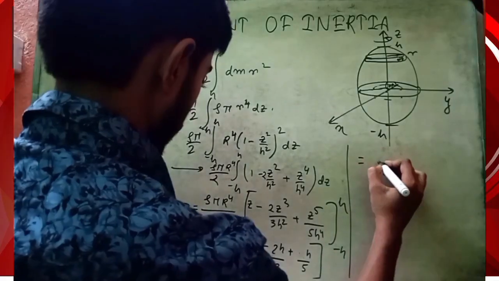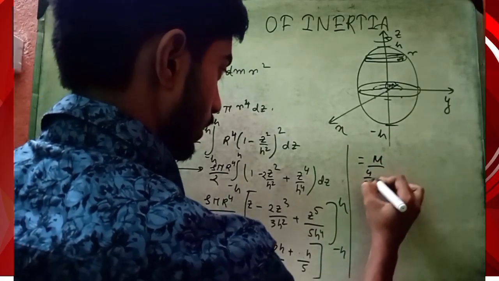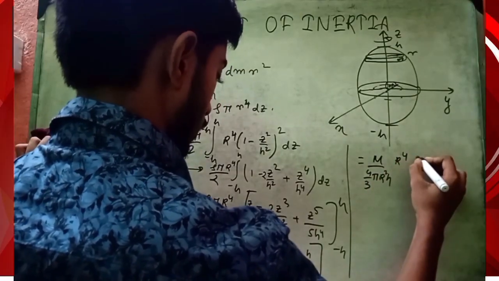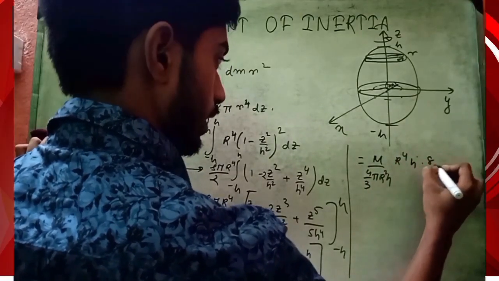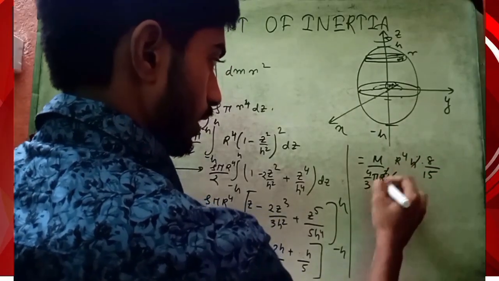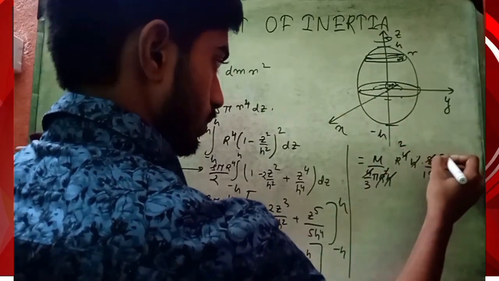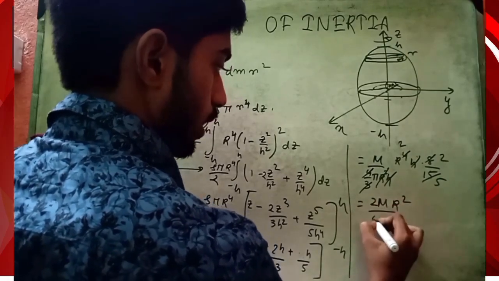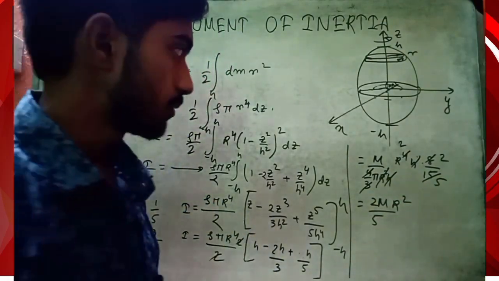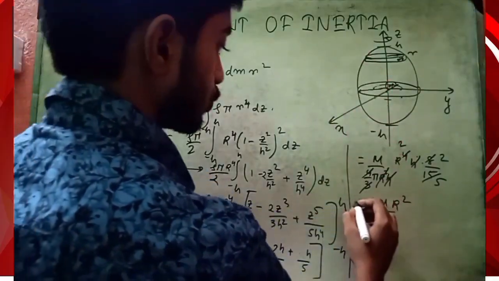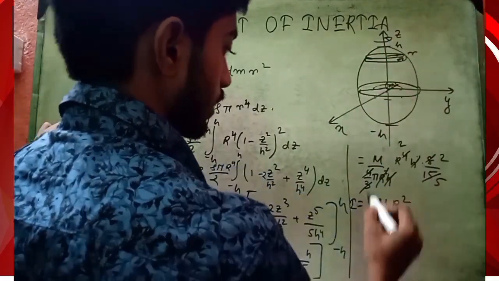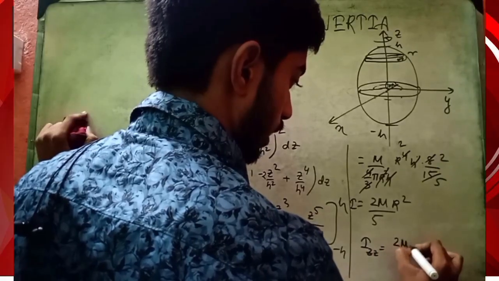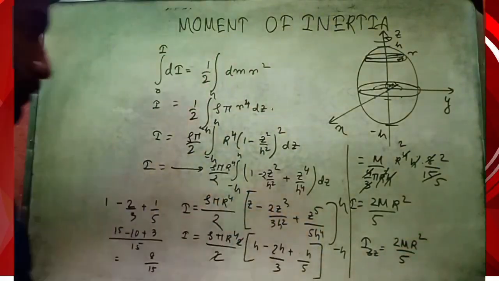So the value is m by 4 by 3 pi r square h, r to the power 4, h into 8 by 15. So h cancels, r square, this is 2, this is 5. So the answer is m r square 2 by 5. M r square 2 by 5. This is the moment of inertia of an ellipsoid of revolution when the principal axis is z. So this is I z z, which equals 2 m r square divided by 5.